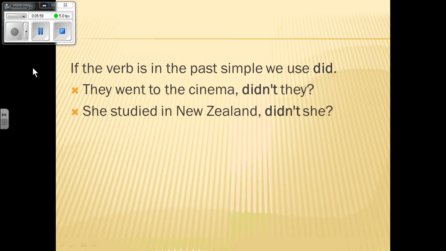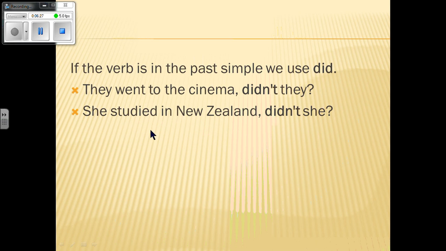Another example here. She studied in New Zealand. Number one, we put the comma. Number two, let's look for the helping verb. Do we have verb to be? No. Do we have verb to have? No. Do we have any of the modal verbs? No. So we will think of one of the verb to do. The verb here is in the past, studied. So of course we will use did.